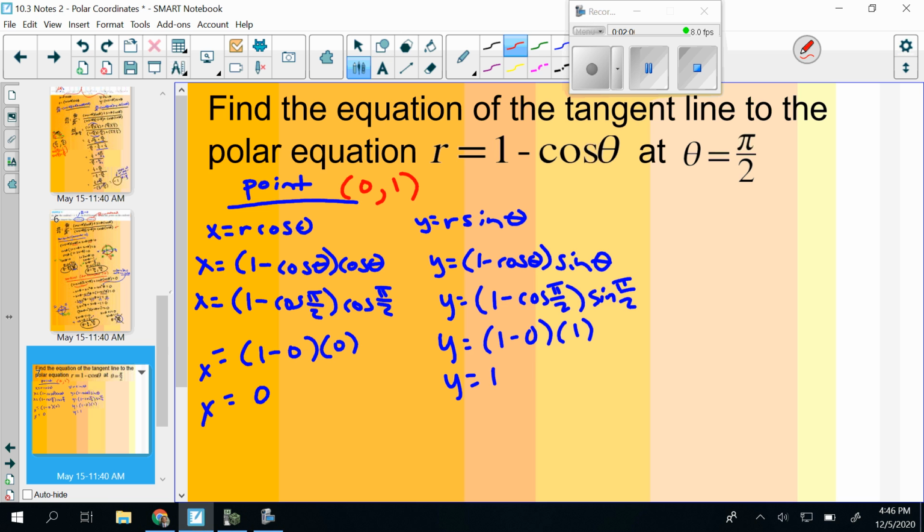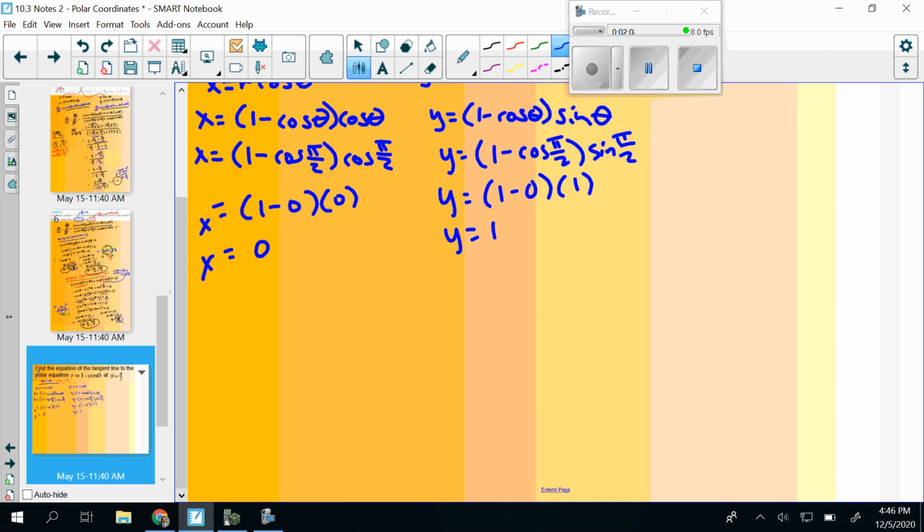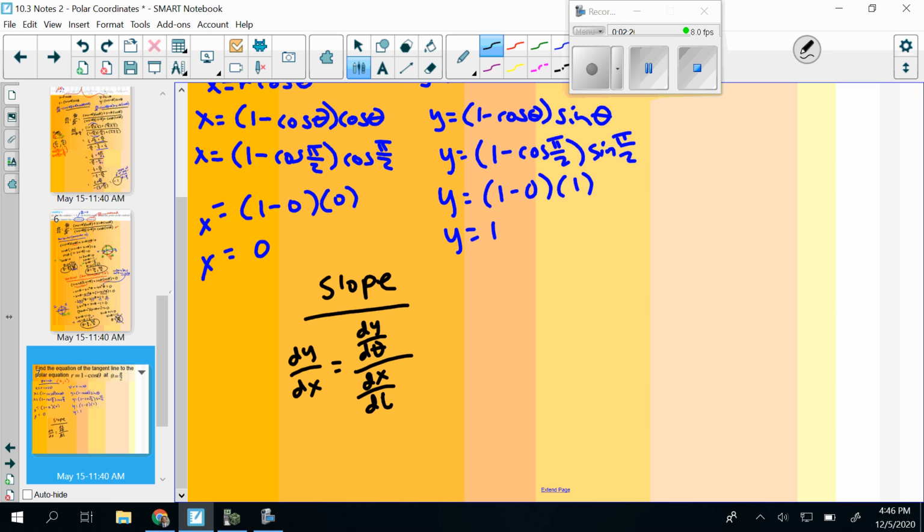Okay, so now the other thing we're going to need to find is our slope. To find our slope, that's finding dy/dx, and in polar form, that's dy/d theta over dx/d theta. So we've got to find those two derivatives. We've got our x and our y right here. So let's do the derivatives. Let's start with the y one since it's on top.